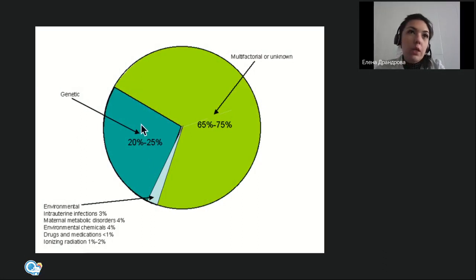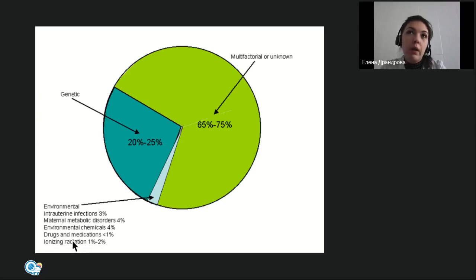You know, in some countries marriages are allowed between very close relatives. And in this case, some recessive diseases, some genetic diseases are very common, so it's not so good. Yes, so these are genetic causes. In 3% of cases, these are intrauterine infections. In 4%, these are maternal metabolic disorders, like maybe mother suffers from diabetes mellitus and so on, or obesity. Then 4% is environmental chemicals, like maybe gas pollution, maybe something else. Then drugs and medication, it's less than 1%. And ionizing radiation is 1 to 2%.